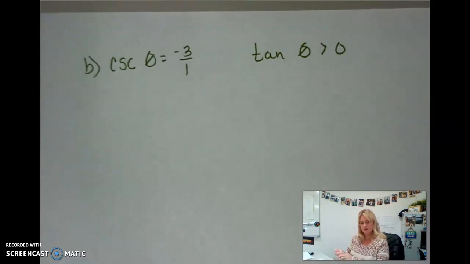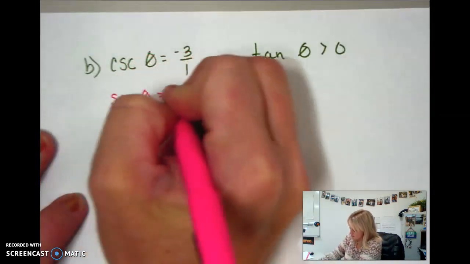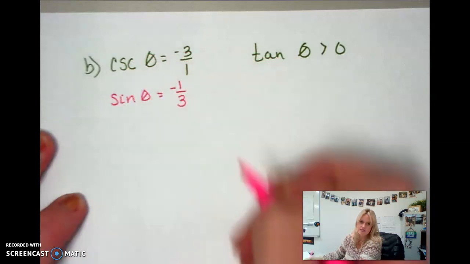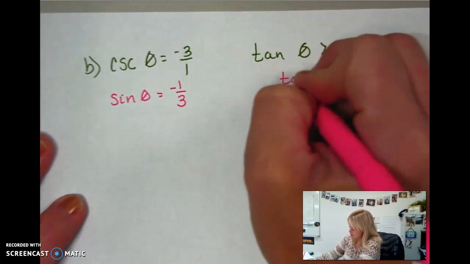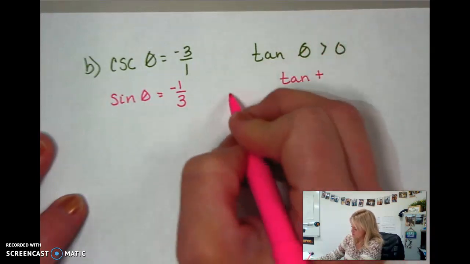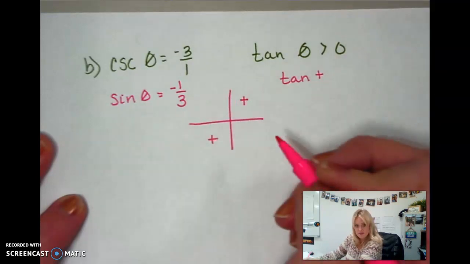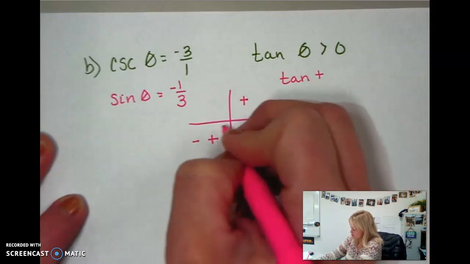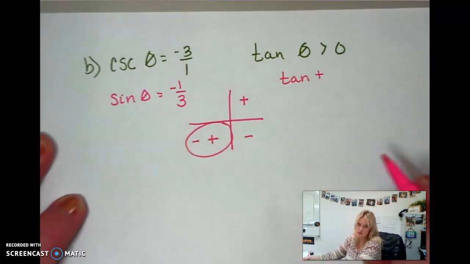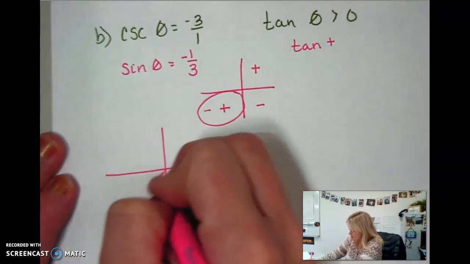What do we know? We know that cosecant is the same as sine's reciprocal, so it makes more sense to me to change this into sine. Tangent is greater than 0, so tangent is positive. Well, tangent is positive in quadrants 1 and 3. Sine is negative in quadrants 3 and 4. So we are working out of quadrant 3. So now I can build my reference triangle.